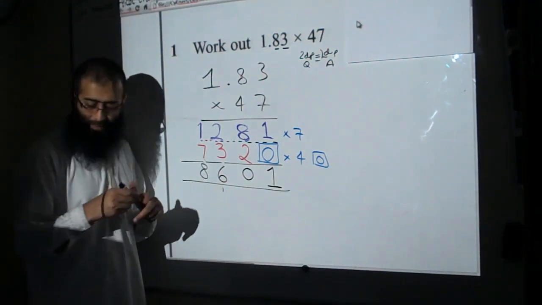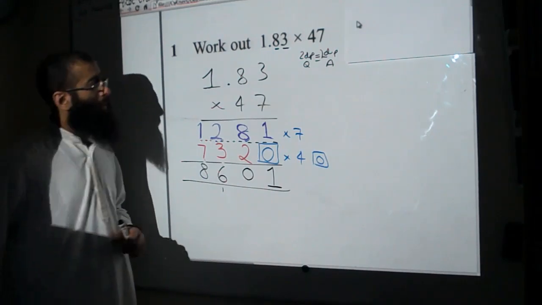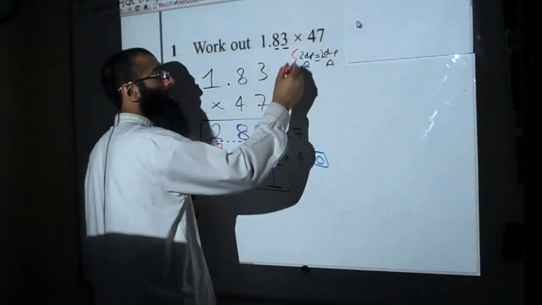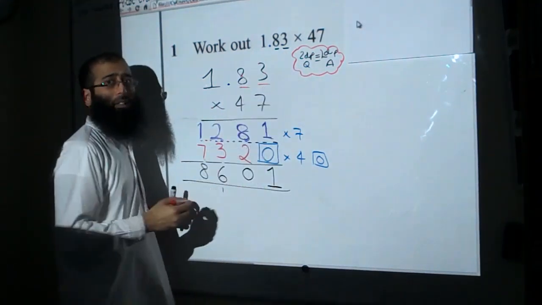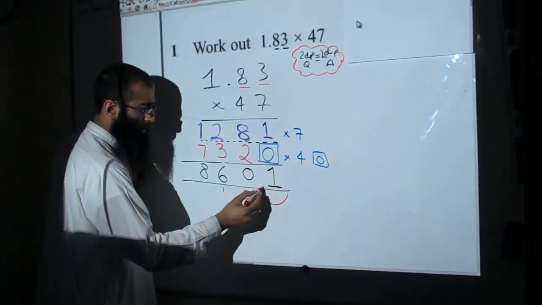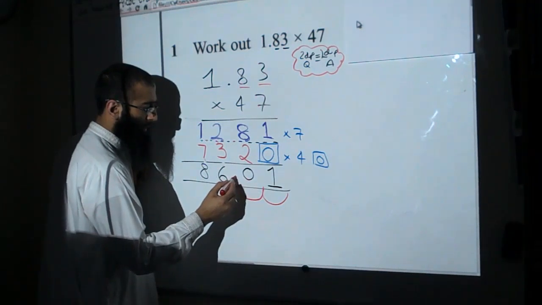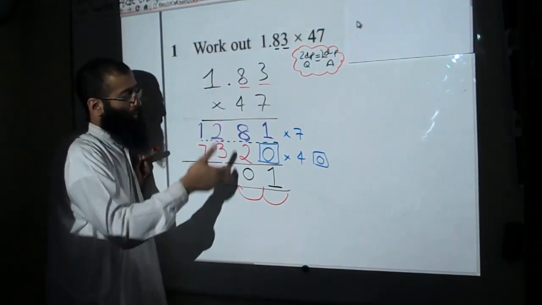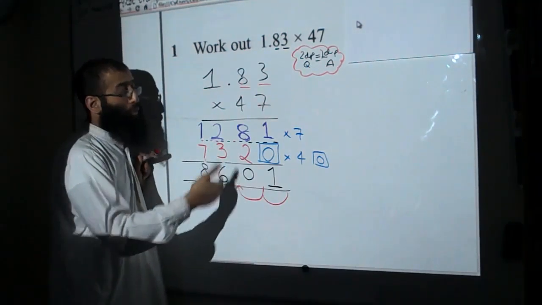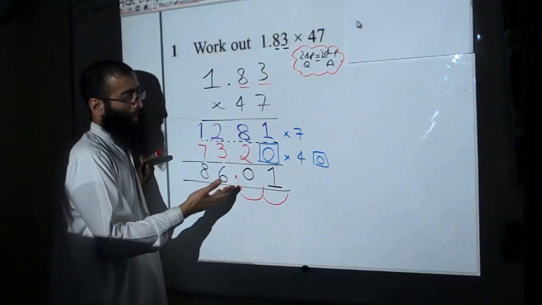Now, as we made our statement at the beginning of the question, we said that we had 2 decimal places altogether in the question. So we will have 2 decimal places in the answer. Okay, it might look as though I have lined up the decimal points. I haven't. That's according to the method.